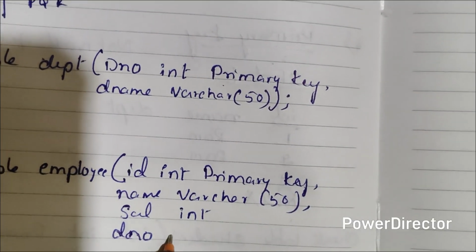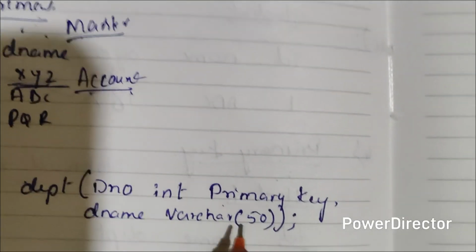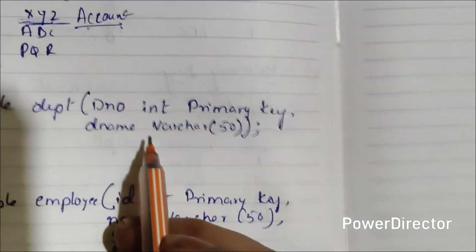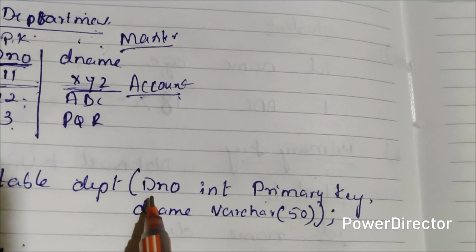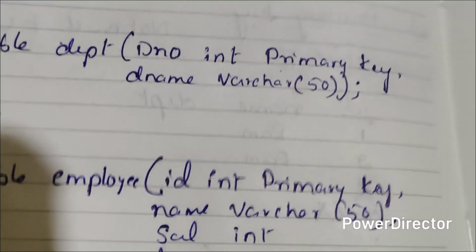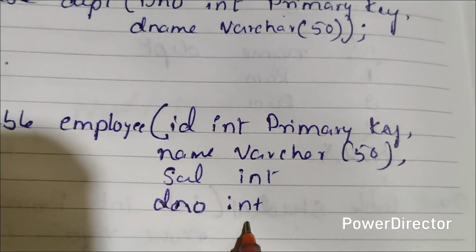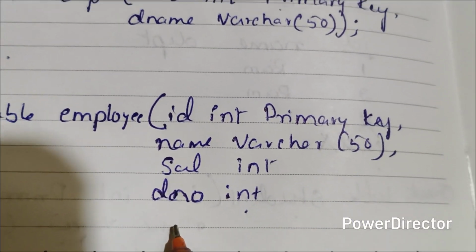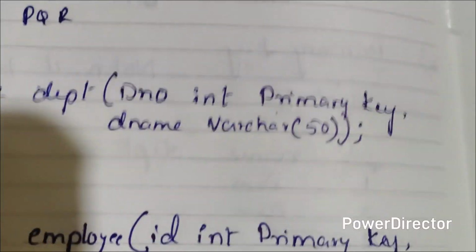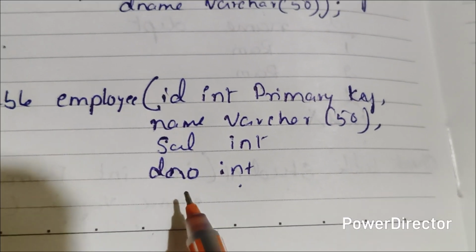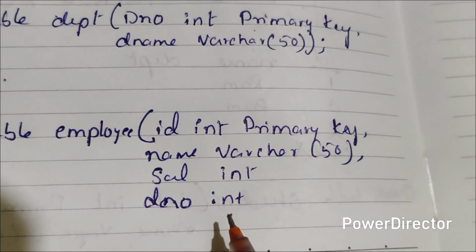It is an integer. See, whatever the data type you are using for this particular attribute in the master table, same data type you have to use in the child table. So here it is integer. That is why I had written here as an integer. Okay.